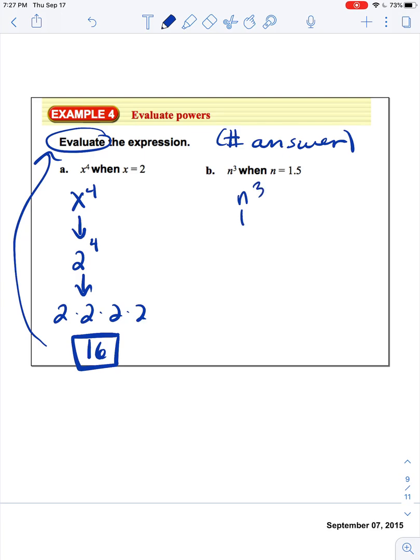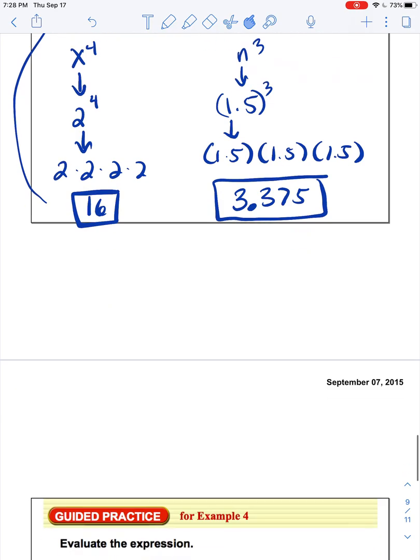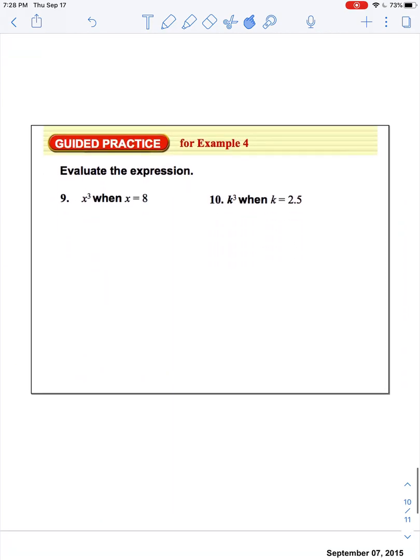So n to the 3rd, when n is 1.5, so I'm going to put that in parentheses so it looks better. That means I need to do 1.5 cubed. Okay, so then I'm going to have 3.375, and I want to be really precise. I don't round off. I put what it gave me, and when I type it into my homework check, I make sure that I put what I got precisely as well.